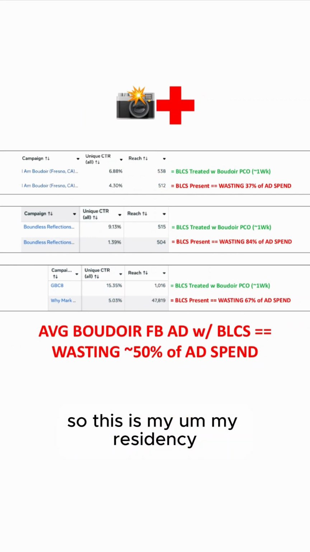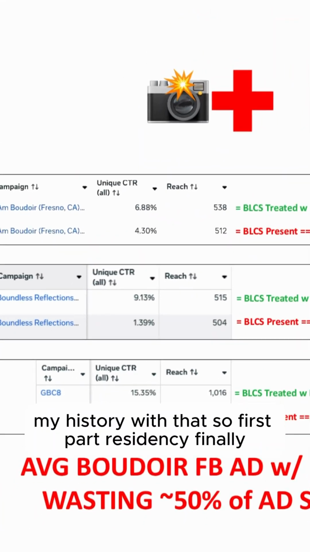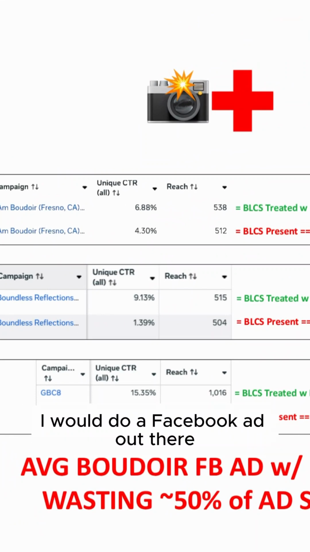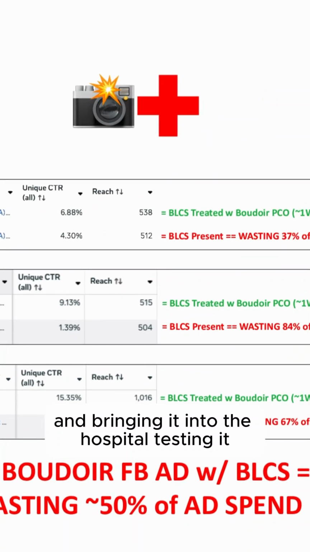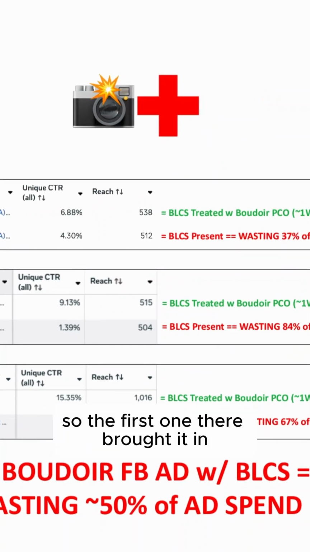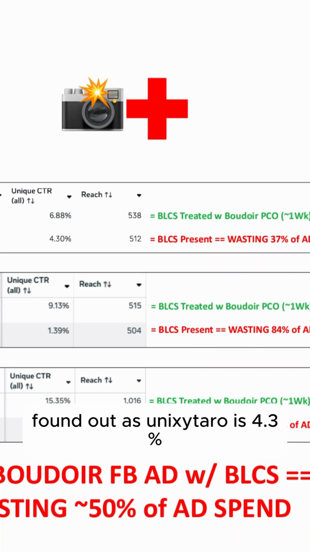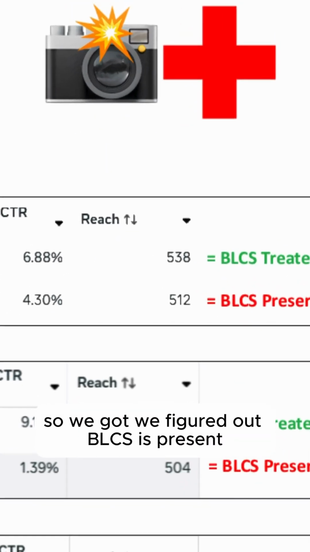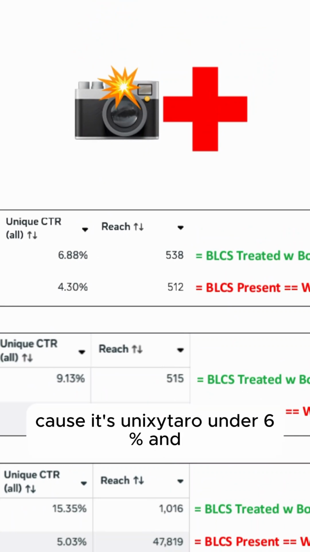So this is my residency, my history with that. The first part of my residency was finding a Boudoir Facebook ad out there and bringing it into the hospital, testing it. So the first one, I brought it in and found out its unique CTR was 4.3%. So we figured out BLCS is present because its unique CTR is under 6%.